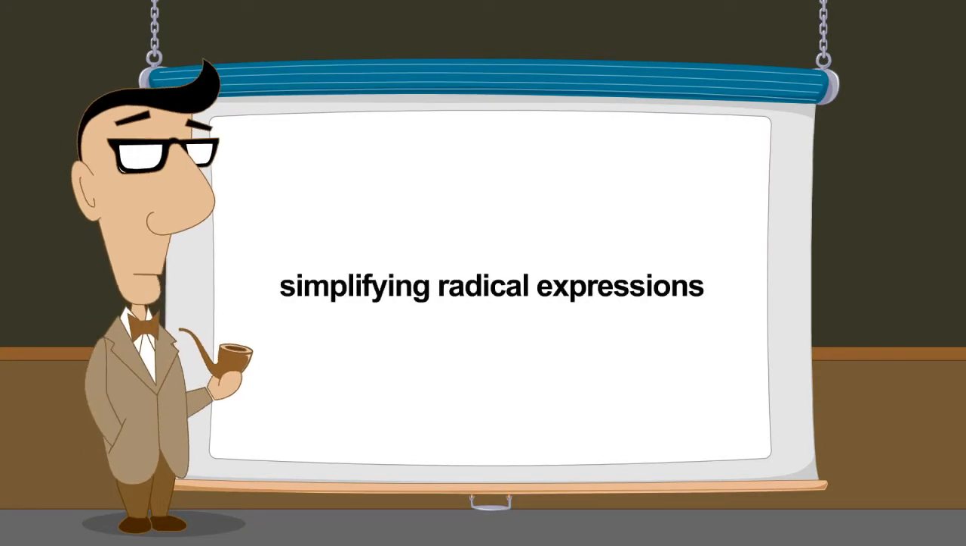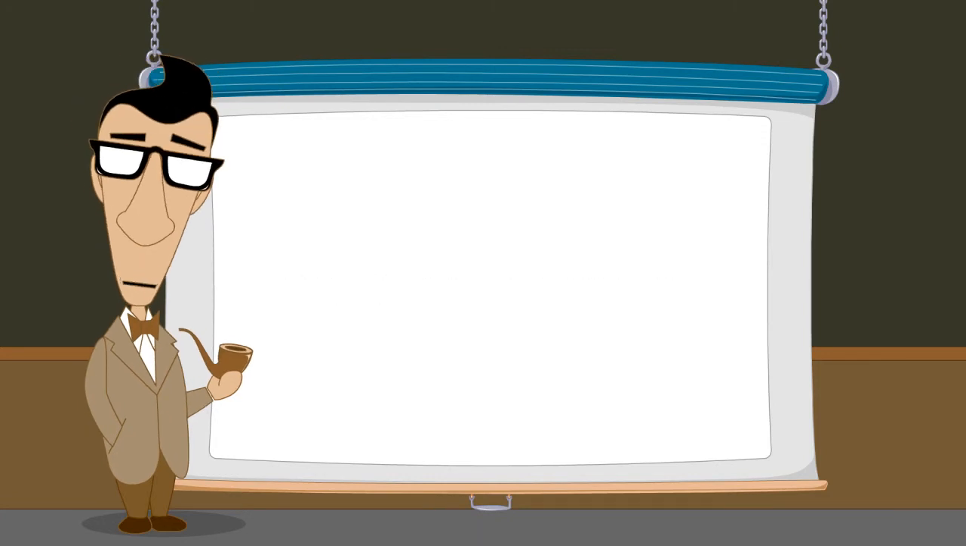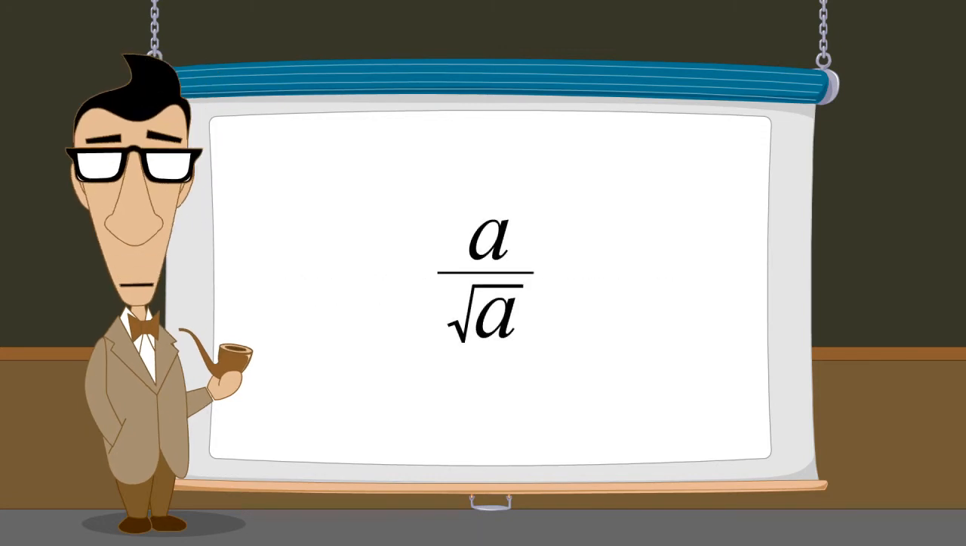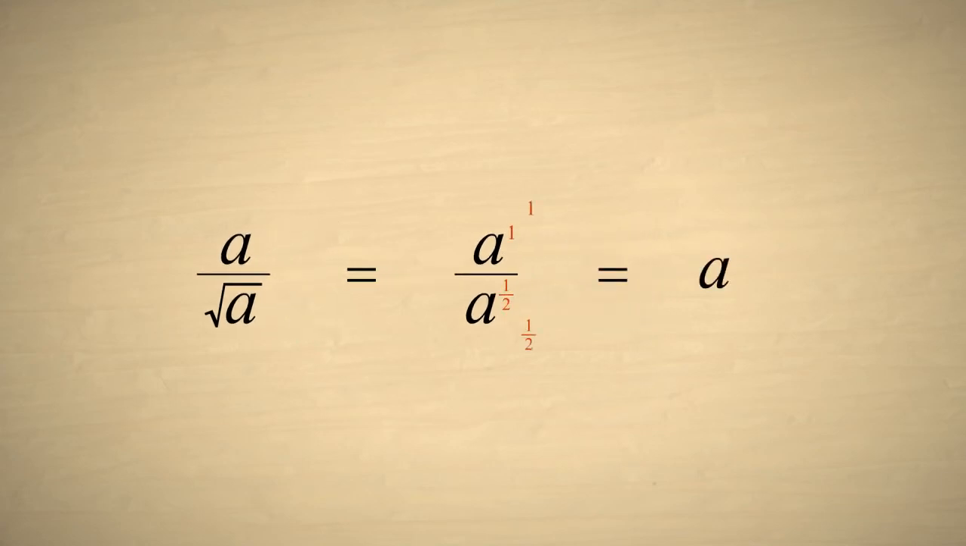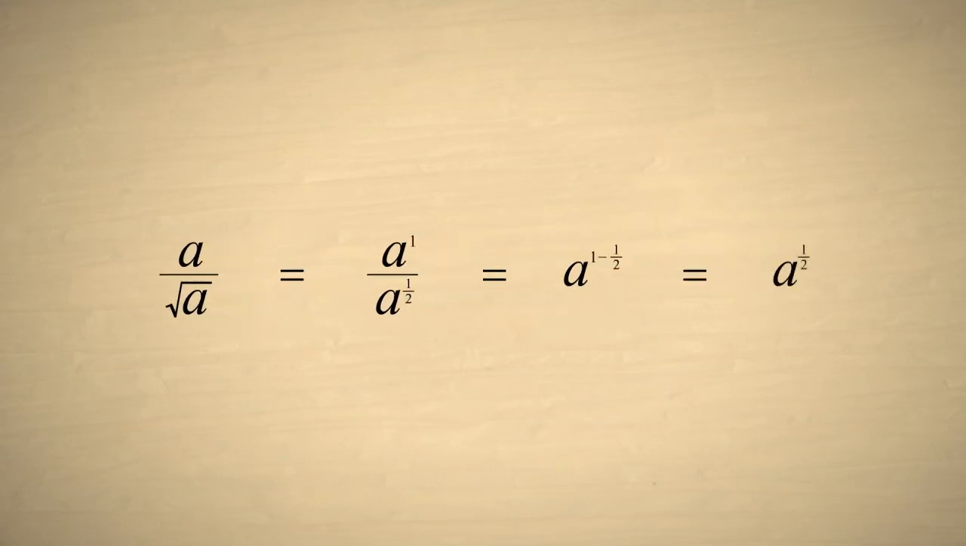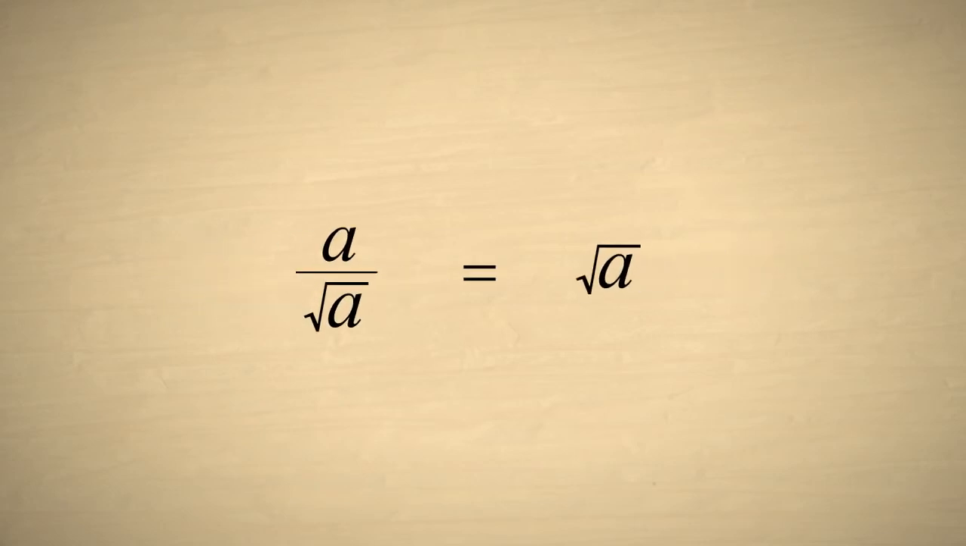Radical expressions can often be simplified by using the rules of exponents. For instance, let's simplify the expression a over the square root of a. We start by writing the square root of a as a to the 1/2. If we write the a in the numerator as a with an exponent of 1, we can subtract the exponents, giving us a to the 1/2, or the square root of a. So a over the square root of a can be more simply written as the square root of a.